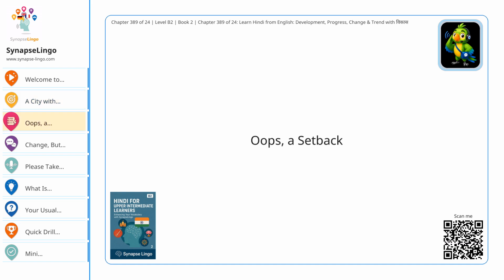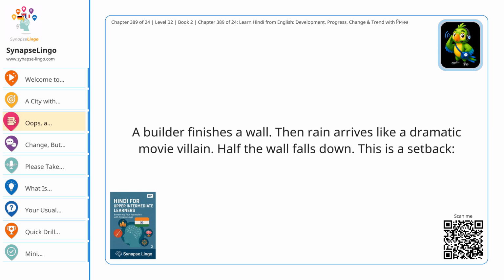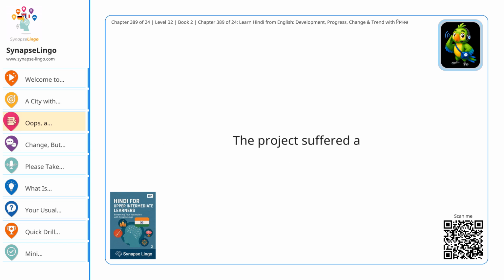Oops, a setback. Of course, no story is complete without trouble. Otherwise this would just be a suspiciously cheerful government brochure. A builder finishes a wall. Then rain arrives like a dramatic movie villain. Half the wall falls down. This is a setback. पीछे हटना. The project suffered a पीछे हटना. After one पीछे हटना, the workers keep going.